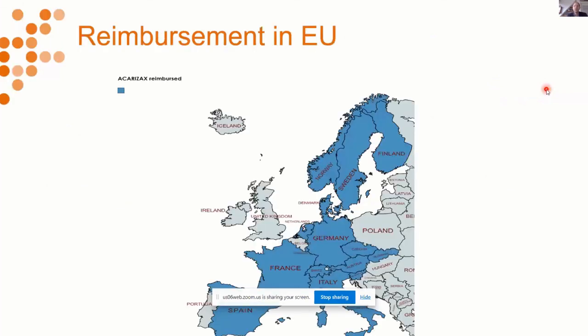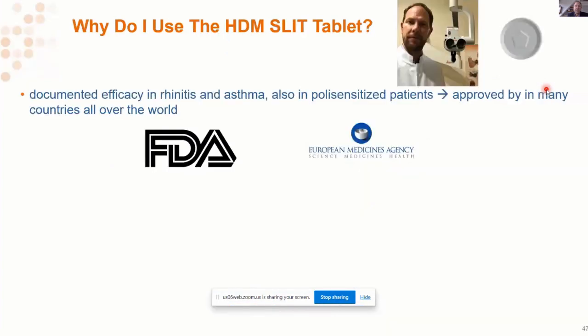So just looking at the reimbursement, the product is reimbursed in most European countries and also in the important European countries. And just as a very last summary slide, why do I personally use this tablet? For me, it's important, as also for the guidelines, that I have a product with really documented efficacy in rhinitis and also in asthma, because asthma and house dust mite allergy is so frequent. So I want to have a product that treats both rhinitis and asthma. And it's for me also important because most of my patients are polysensitized. It's also important that the product is also able to treat the polysensitized patients.